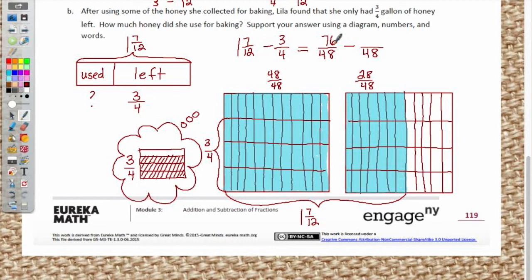Okay, and then if I subtract 3/4 of one of the shapes, not interested in making that many X's, are you? How many boxes are in that section right there? 12, 24, 36.